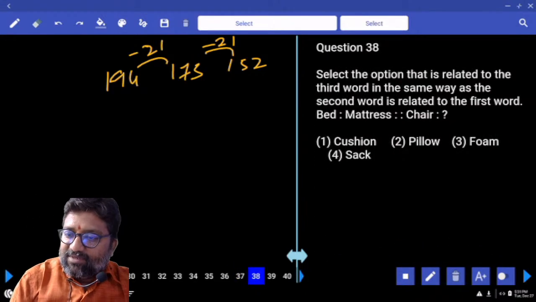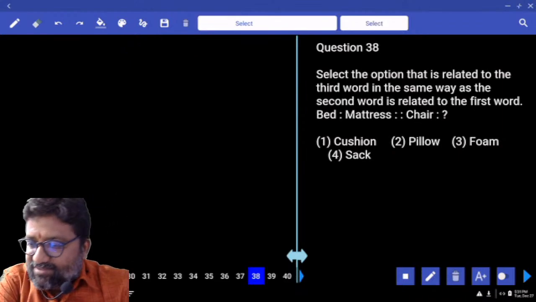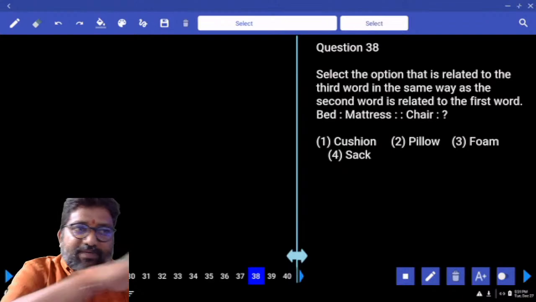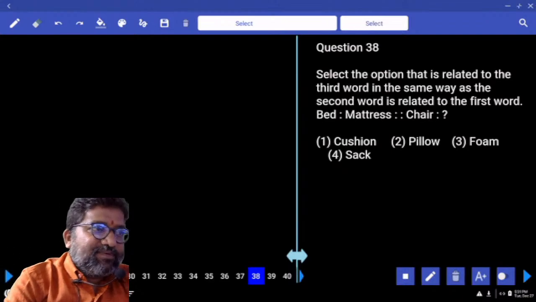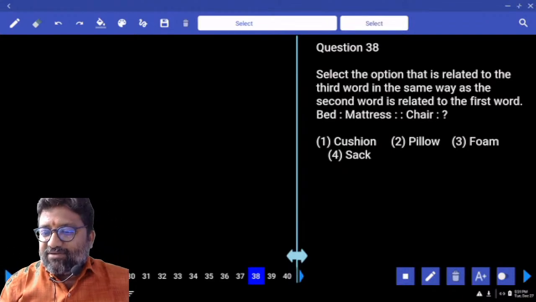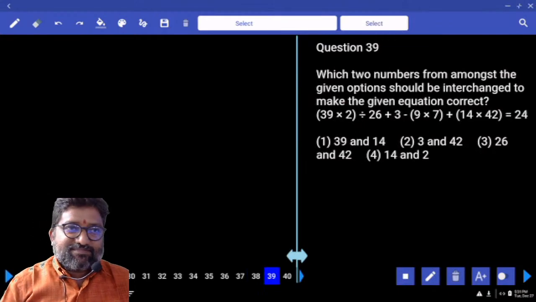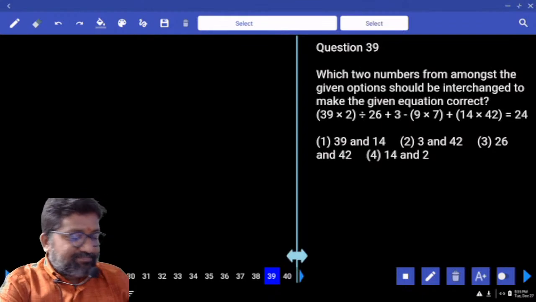3. Bed and mattress. Chair, you'll have a cushion for chair. On bed you will put up a mattress kada, chepandamma. And then chair you will go for cushion. Pillow, foam, sap kaadu, cushion. Cushion antam dani, chair paina pettadani.